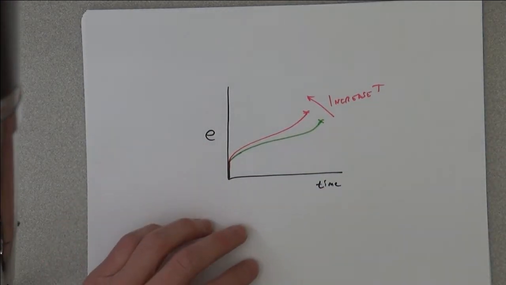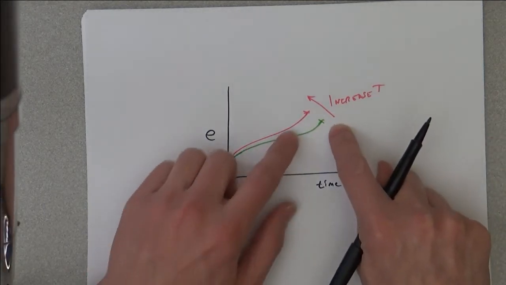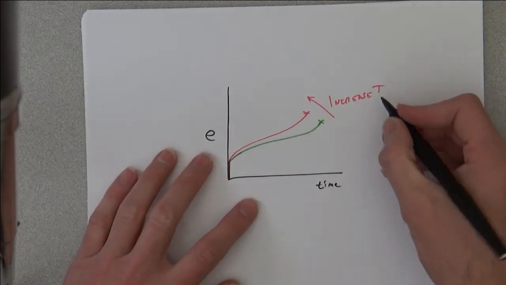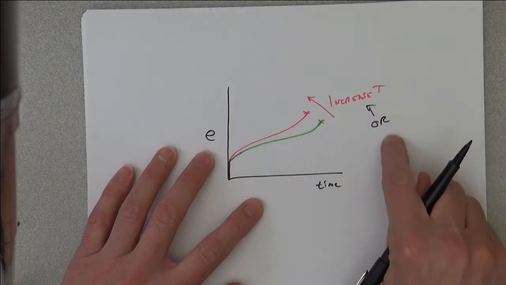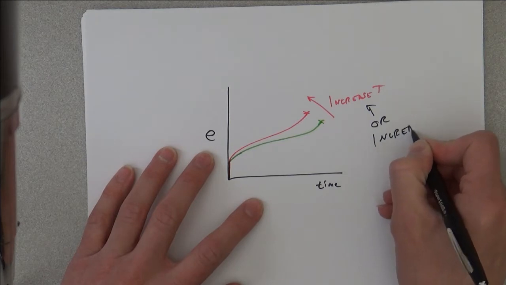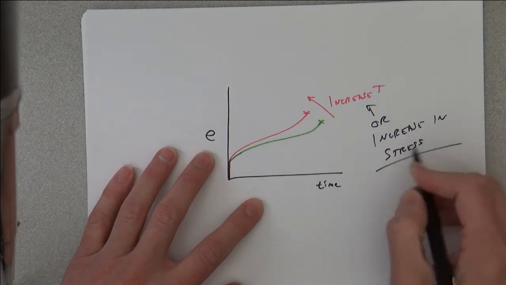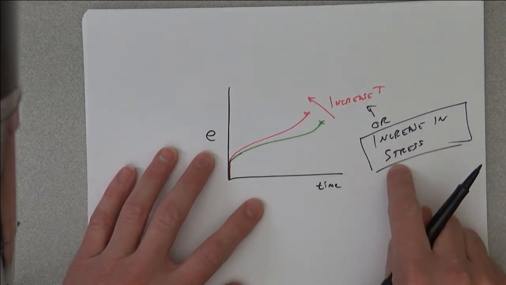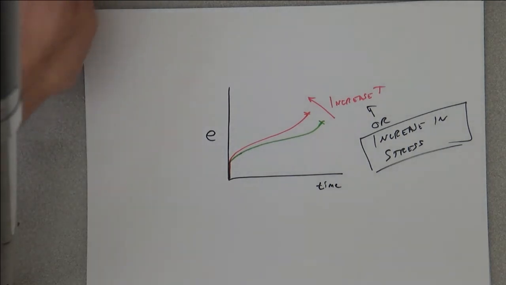Now this is also a part that's under load. So instead of increasing temperature, you could have very similar changes in terms of the increase in the strain rate by increasing the applied load. And that's important because it means that basically you have two variables here. You have the temperature and you have the stress that are part of the system, and those two are not independent of each other.